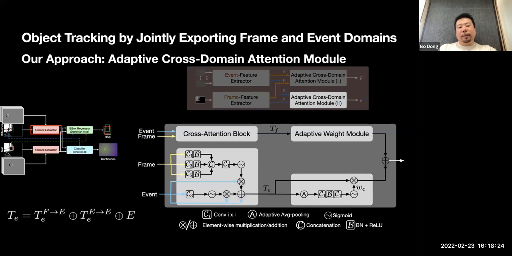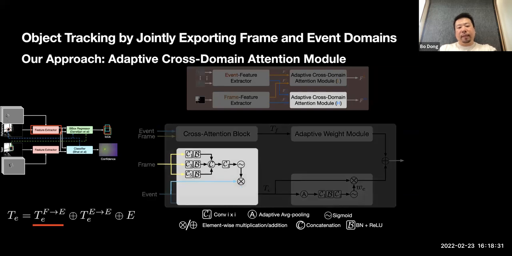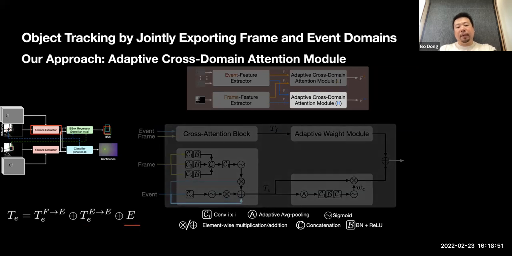The theory is also very interesting. Basically, to enhance the feature, we leverage the cross-domain feature vector. We also leverage the multi-scale perception from the frame domain to generate an attention map to enhance the event domain. That's the first part of the equation. The second part is just self-attention, which is leveraged by many other works. And the third part is the skip connection, mainly for training stabilization.